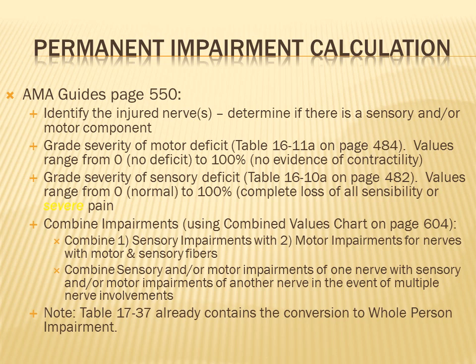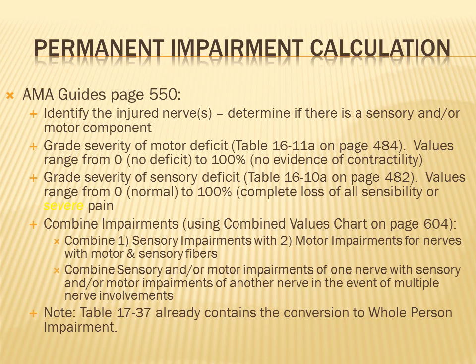Then, once we have the severity of sensory deficits, we combine the sensory impairments with the motor impairments for nerves with motor and sensory fibers. Or in the case of multiple nerves, we combine the sensory and/or motor impairments of one nerve with sensory and/or motor impairments of another nerve in the event of multiple nerve involvements.